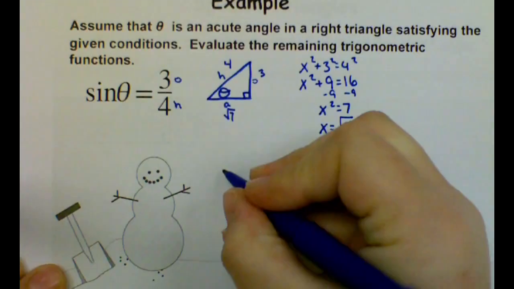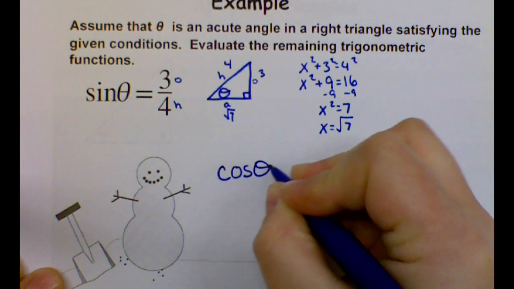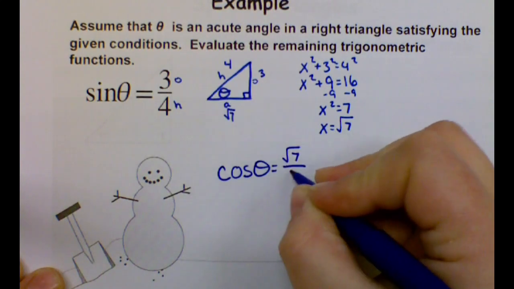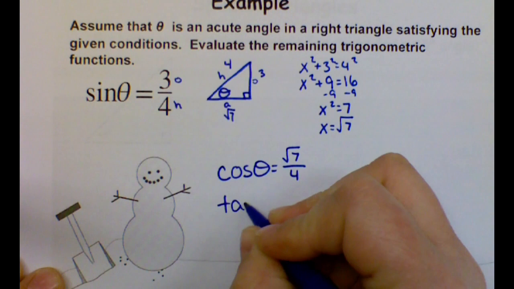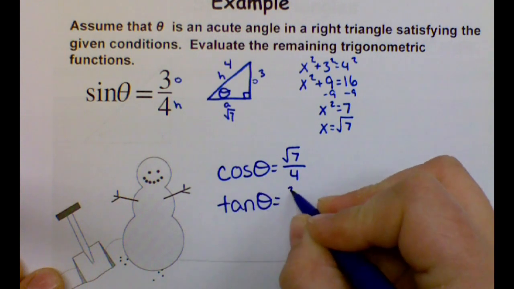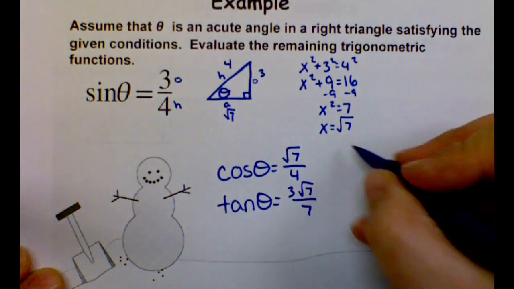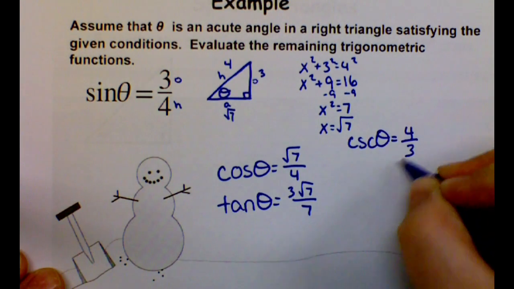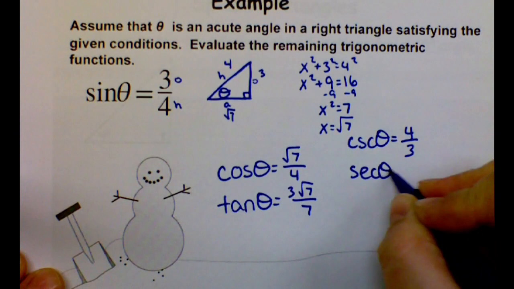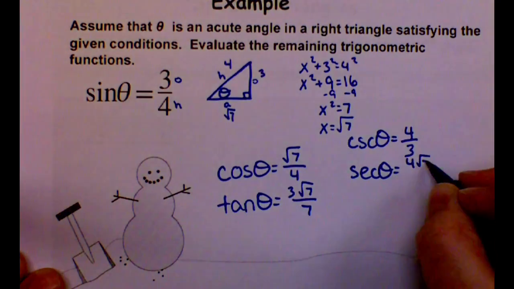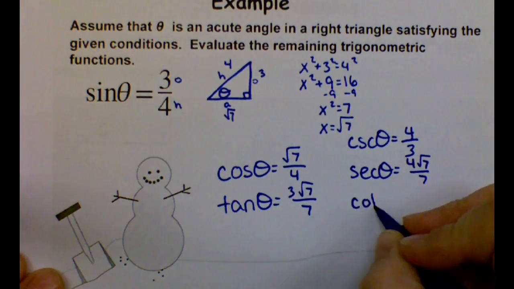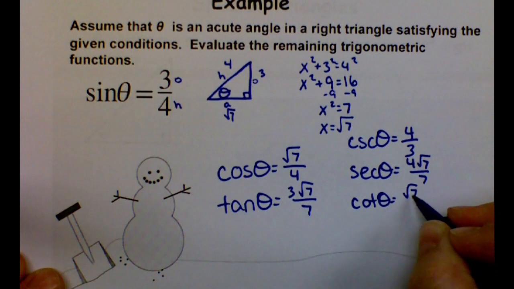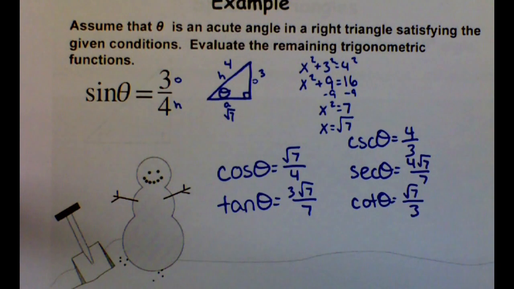We were given the sine, so that means the cosine is the square root of 7 over 4. The tangent is 3 square root 7 over 7. The cosecant is 4 over 3. The secant is 4 square root 7 over 7. And the cotangent is the square root of 7 over 3. Same exact triangle, same exact trig values.